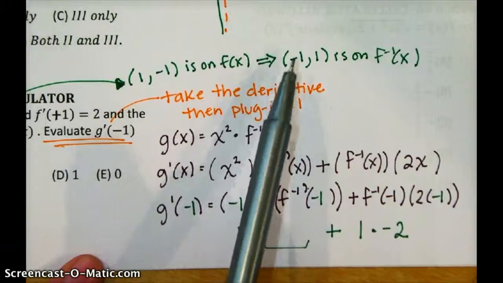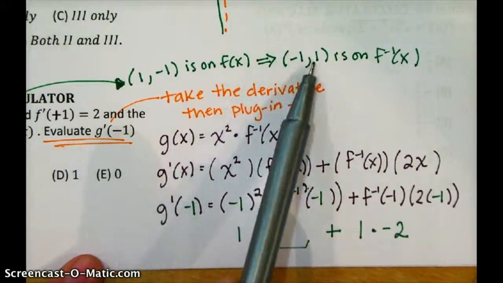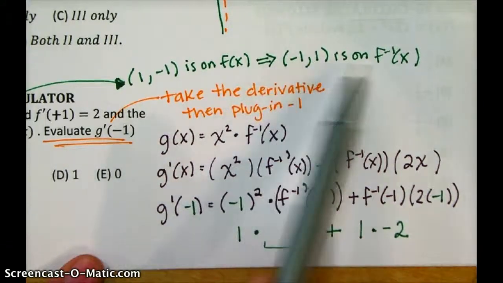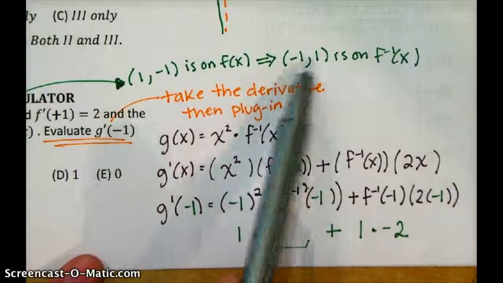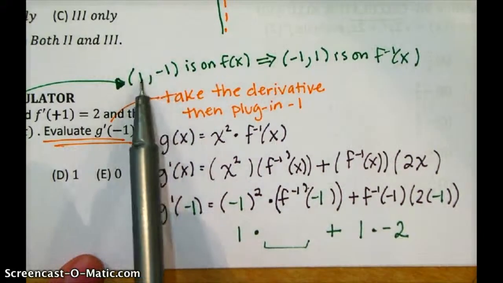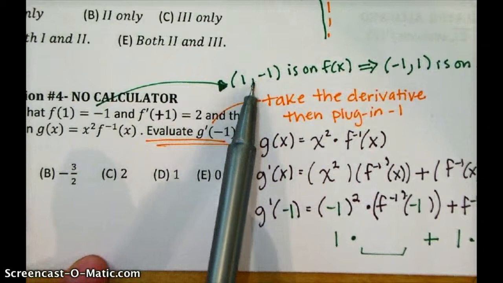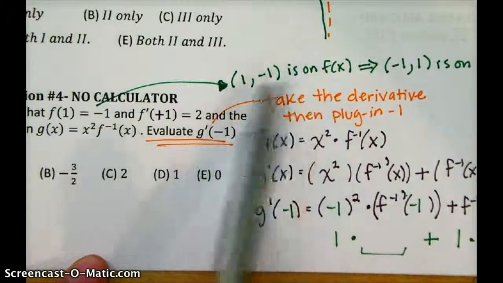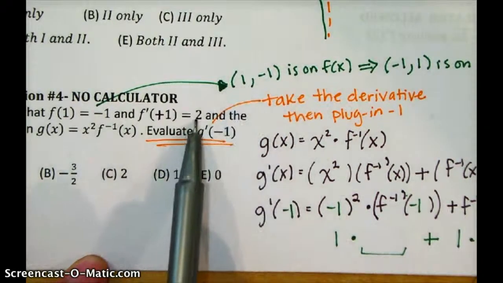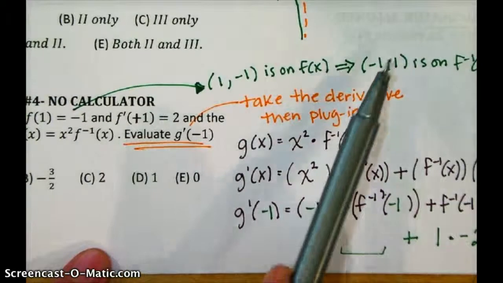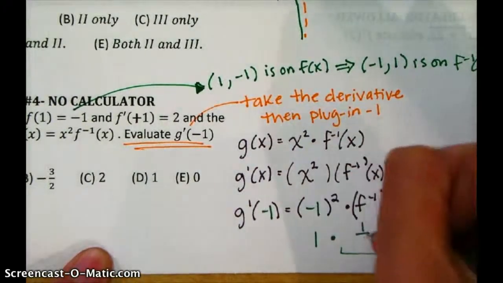That's because -1 is the x value and 1 is the y value on the inverse function. And then if you flip them, this point has the opposite x and y. So the derivative of this point, the slope of the function at this point, is 2, which means that the slope of the inverse function at this point has to be 1/2.